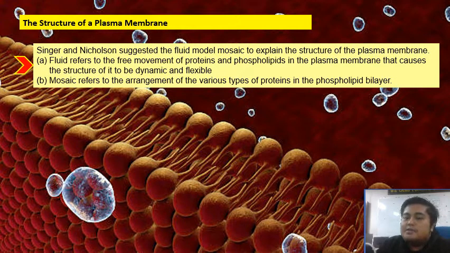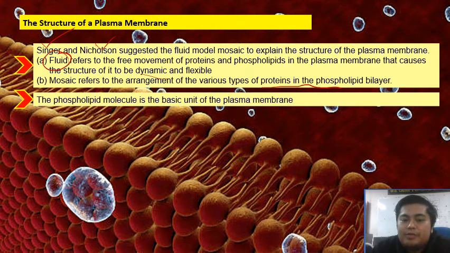So Singer and Nicholson suggested the fluid mosaic model to explain the structure of plasma membrane. Fluid refers to the free movement of protein and phospholipid in the plasma membrane that causes the structure to be dynamic and flexible, and mosaic refers to the arrangement of various types of proteins in the phospholipid bilayer. So siapa yang suggest benda ni? Dua orang saintis bernama Singer dan Nicholson.